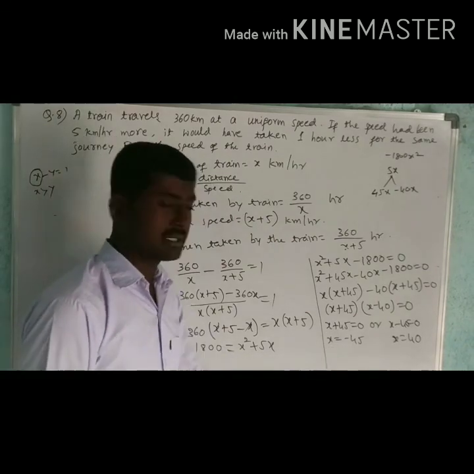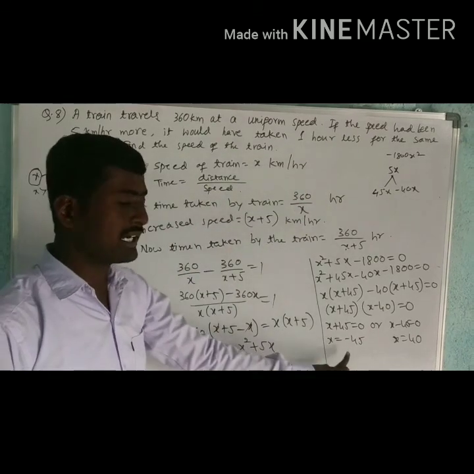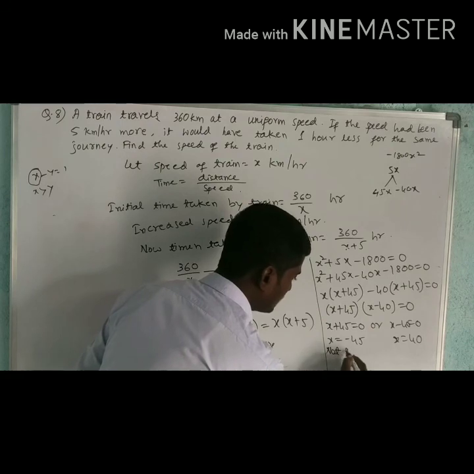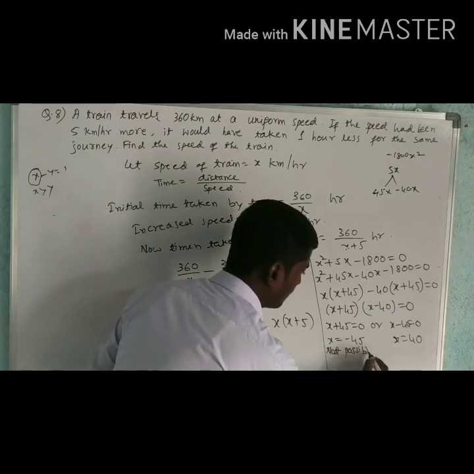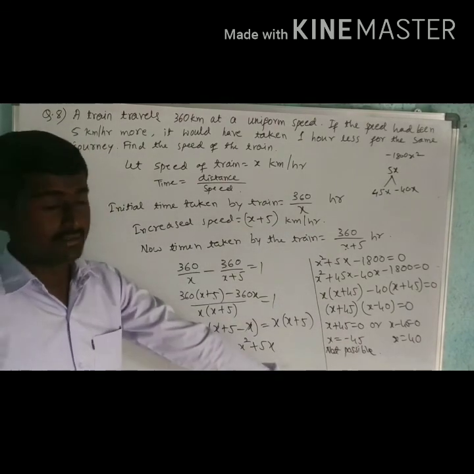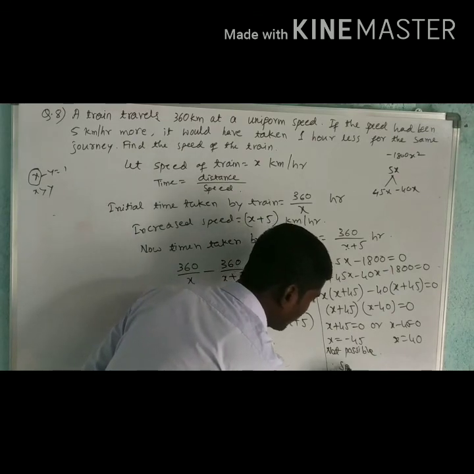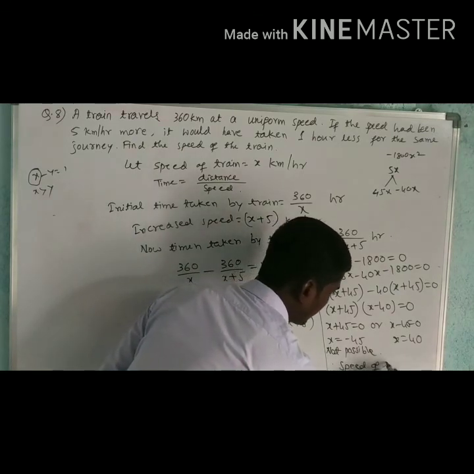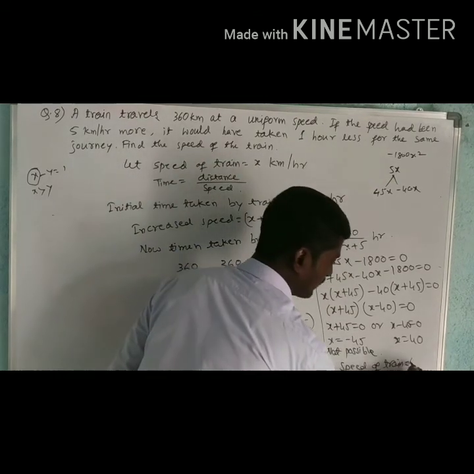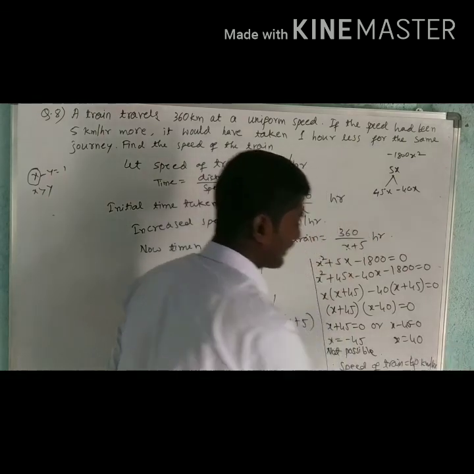Now this is not possible because in mathematics speed cannot be negative. It is always positive. So this is not possible. They asked you to find what? And then you should write the conclusion with unit. They asked you to find the speed of the train. Therefore, speed of train is equal to x kilometer per hour, that is 40 kilometer per hour. Unit also.